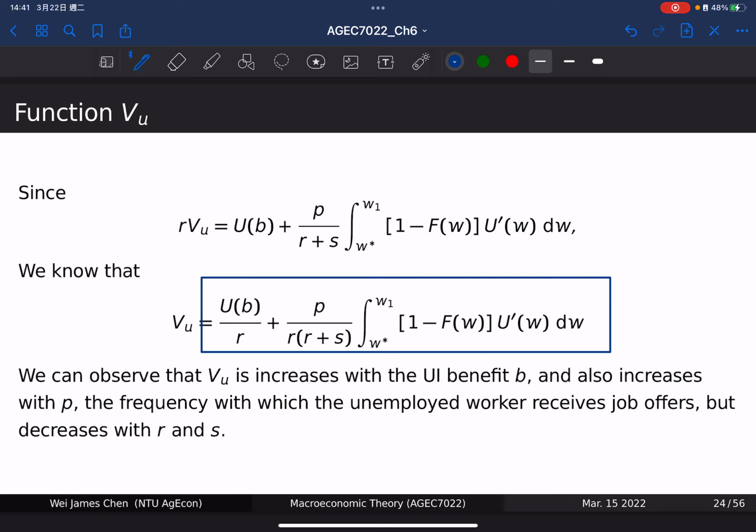Or put it another way. Remember, this one in our case should be written as U of W, and this one should be R times VU. And if B goes up, U of W doesn't change at all, right? But VU will go up as the B goes up. So the whole line will parallelly go up. And you can see that the W star is increasing.